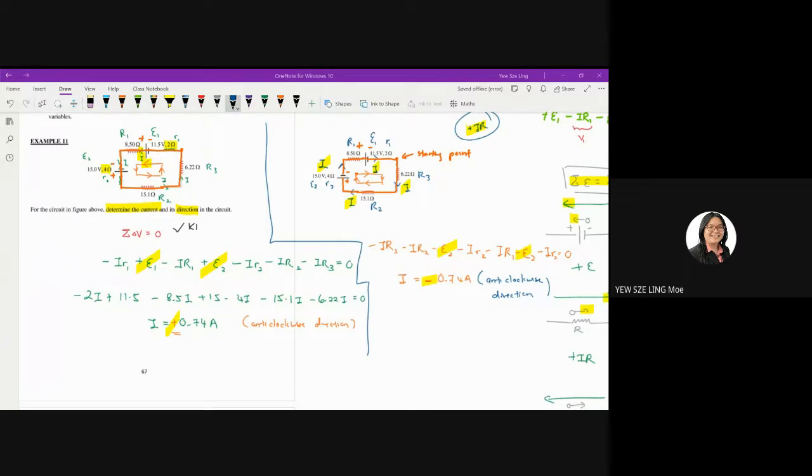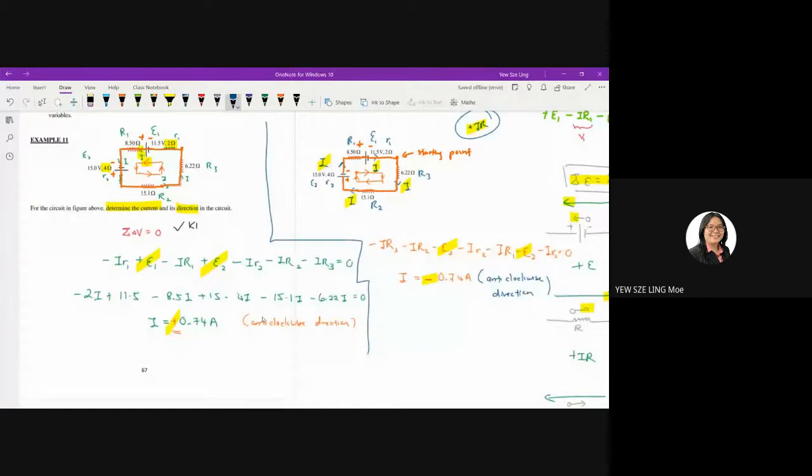Okay, so setakat ini saya harap anda jelas ya sebelum kita masuk ke loop yang lebih complicated sedikit. So kalau ada apa-apa masalah, sila tanya.